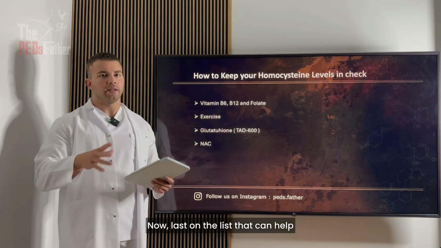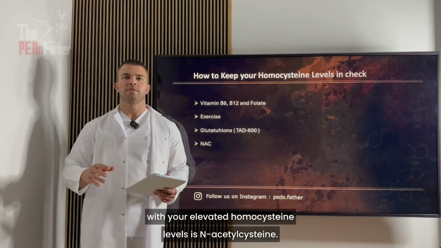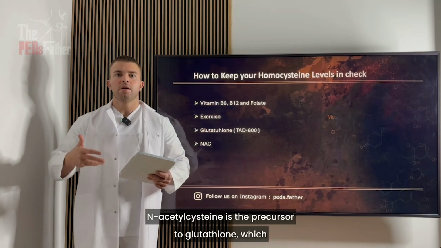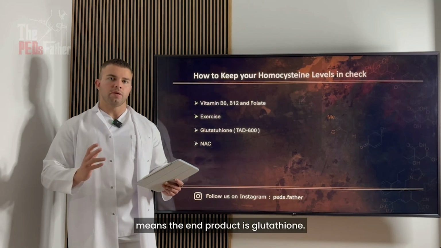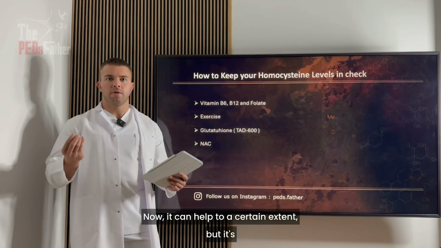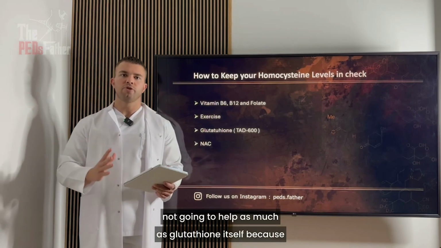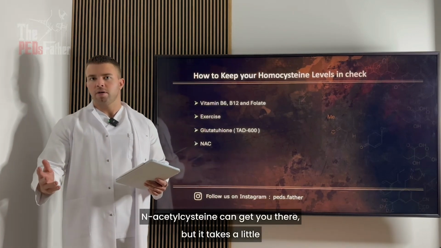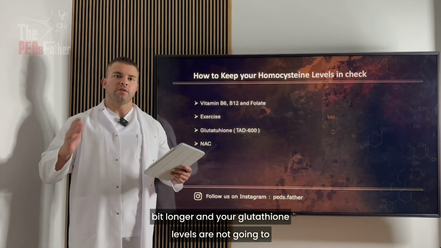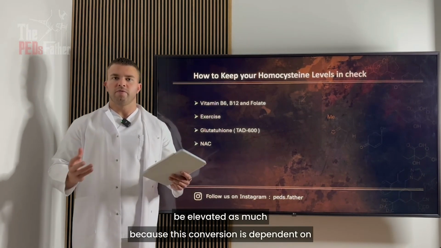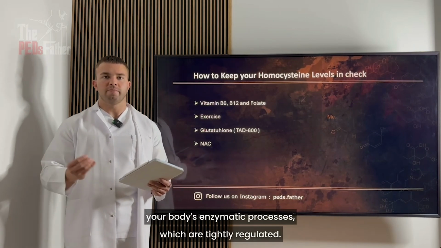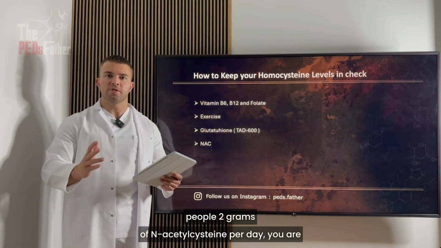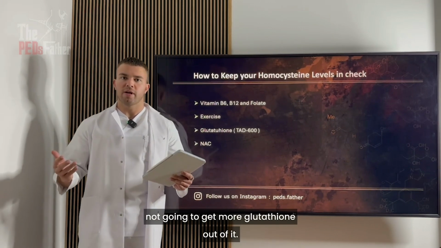Now, last on the list that can help with your elevated homocysteine levels is N-acetylcysteine. Like I said in the glutathione video, N-acetylcysteine is the precursor to glutathione, which means the end product is glutathione. Now, it can help to a certain extent, but it's not going to help as much as glutathione itself, because this is the molecule that you want. And N-acetylcysteine can get you there, but it takes a little bit longer, and your glutathione levels are not going to be elevated as much, because this conversion is dependent on your body's enzymatic processes, which are tightly regulated. And after a certain point, which is for most people 2 grams of N-acetylcysteine per day, you are not going to get more glutathione out of it.